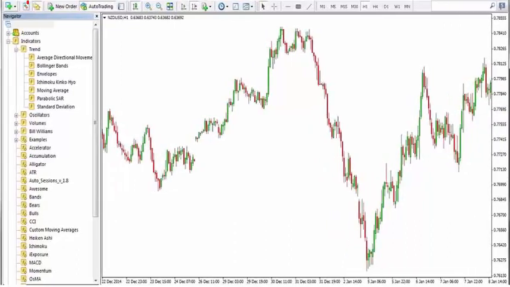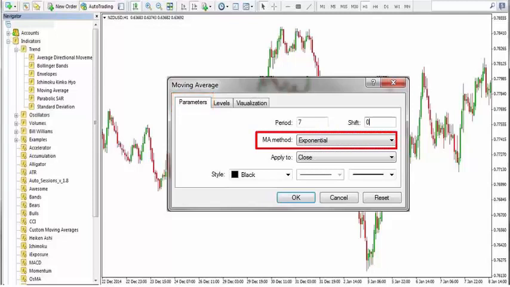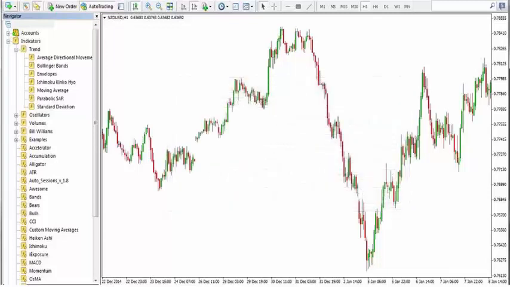Come over here to Navigator, left-click Navigator, and left-click Indicators. Scroll right to the top, and then double left-click Trend. Double left-click Moving Averages, and under the heading Parameters, change the period to 7. And under Moving Average Method, you can choose Exponential. Change the color to black, and then hit OK. Let's now add the second one.